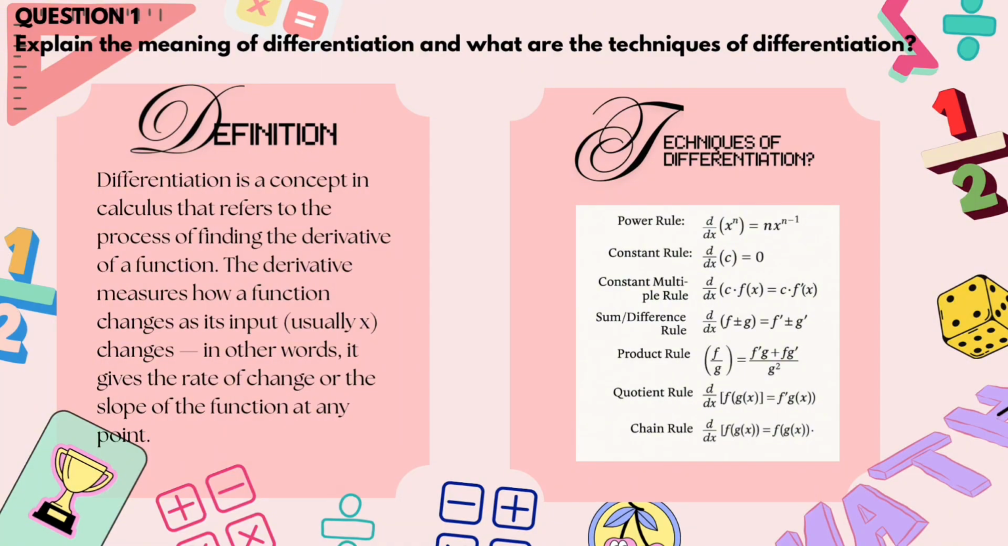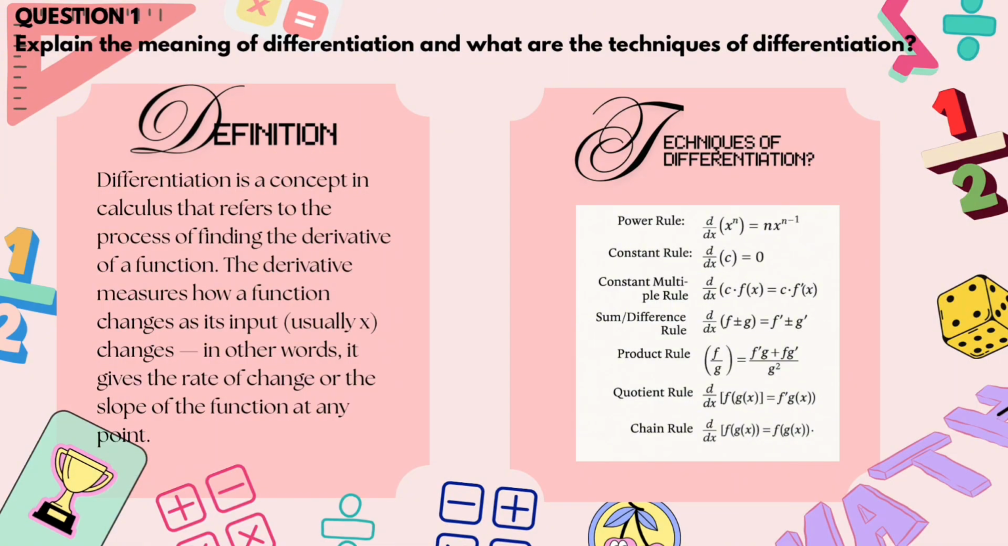Quotient rule. What does it say? When you have one function divided by another function and you want to find the rate of change of the whole fraction, it's a bit more complicated. You take the rate of change of the top function times the bottom function minus the top function times the rate of change of the bottom function, all divided by the bottom function squared.